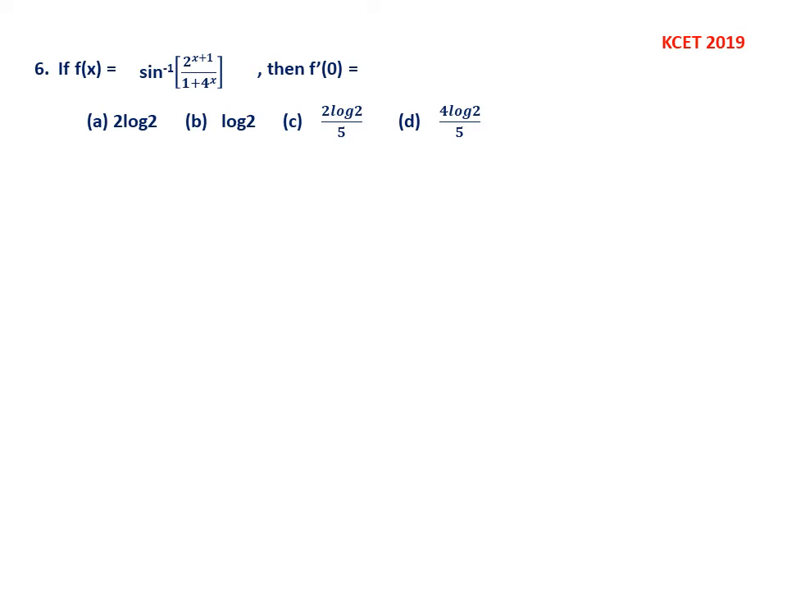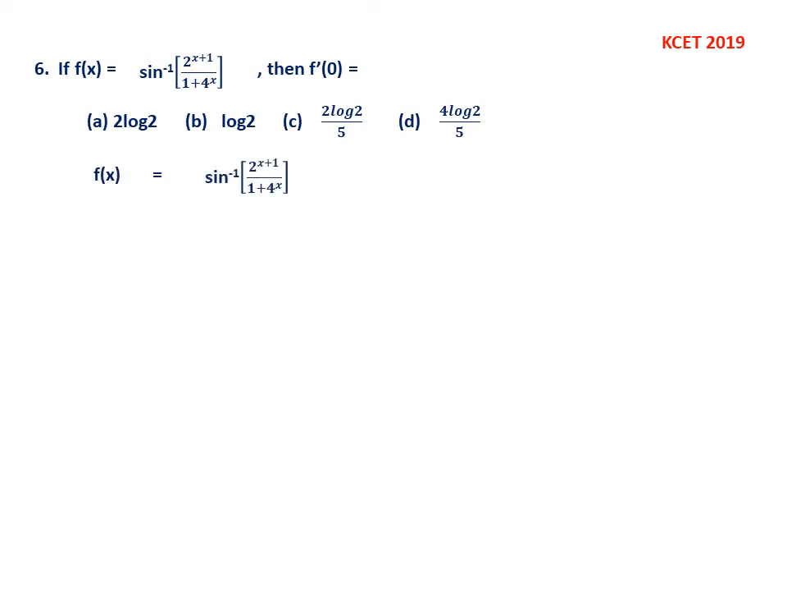Next, sixth question. If f of x equal to sine inverse of 2 power x plus 1 by 1 plus 4 power x, then what is f dash 0? The options are 2 log 2, log 2, 2 log 2 by 5, 4 log 2 by 5. So this is also from 2019. Here this is once again a trigonometric substitution for an inverse trigonometric function.